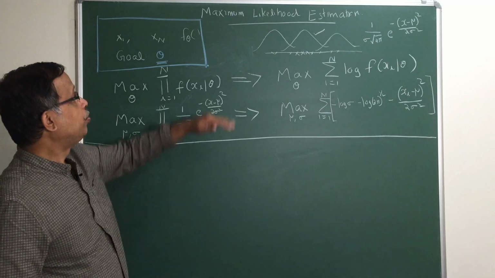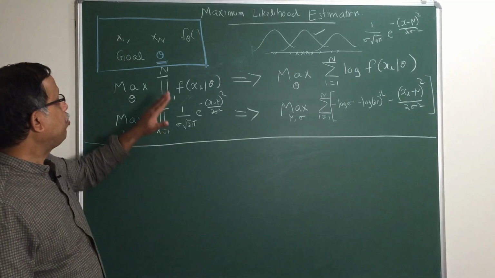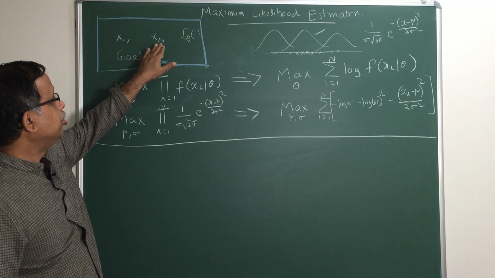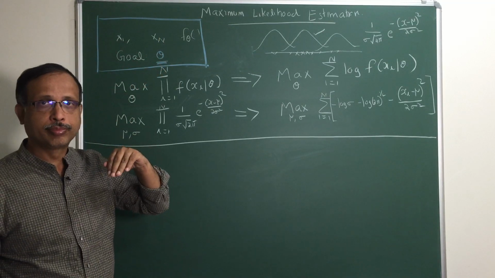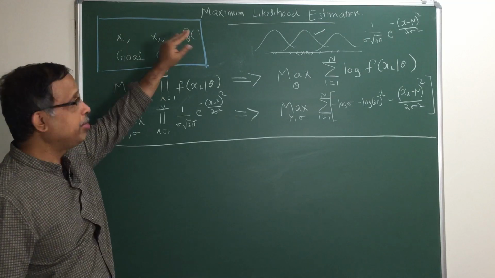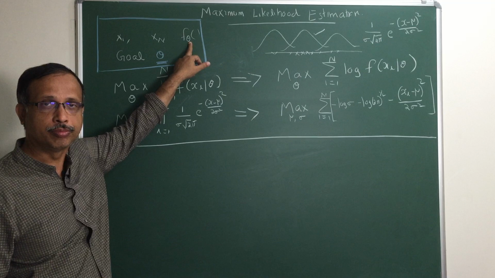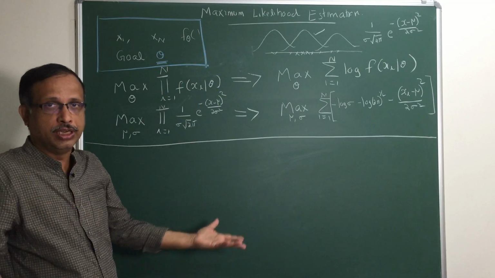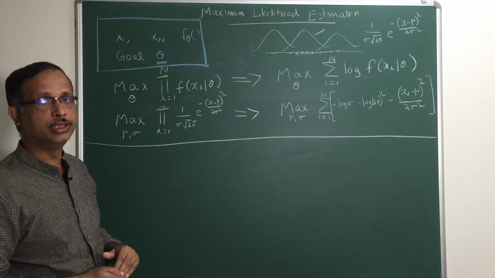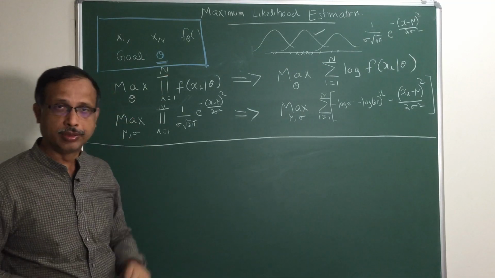Let us get introduced to maximum likelihood estimation. Our problem is as follows. We are given samples x1 to xn. We assume that they come from a distribution, say parameterized by theta. We know the form of the distribution, but we don't know the parameters associated with the distribution. Our problem is finding those parameters.